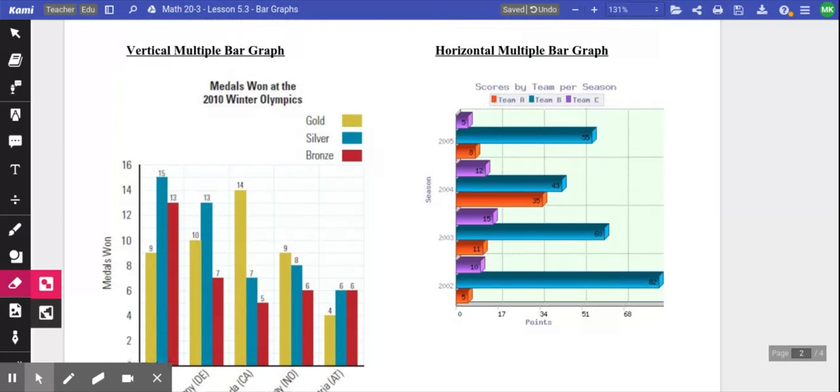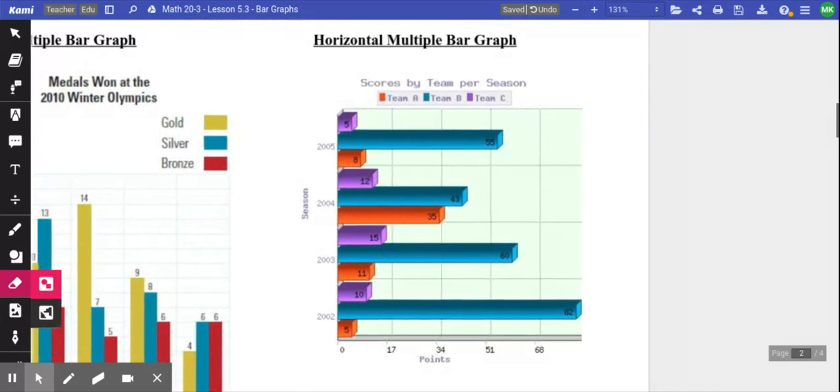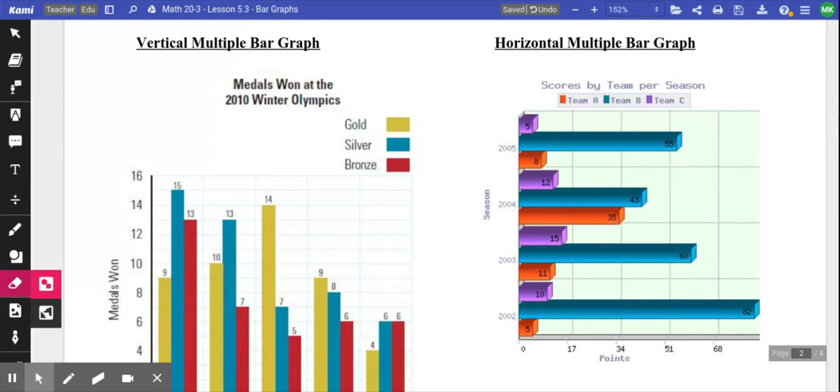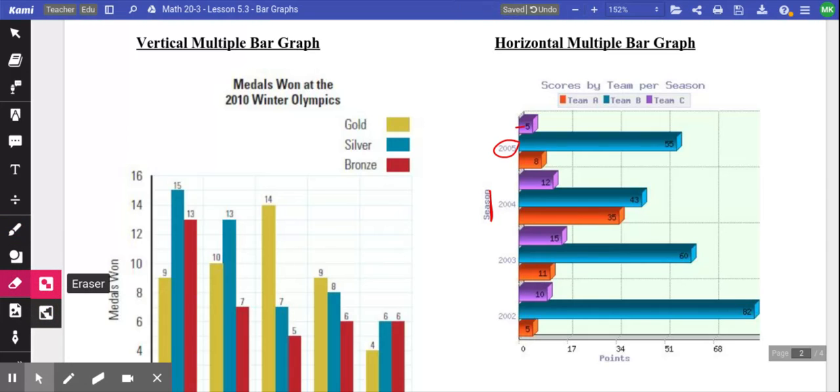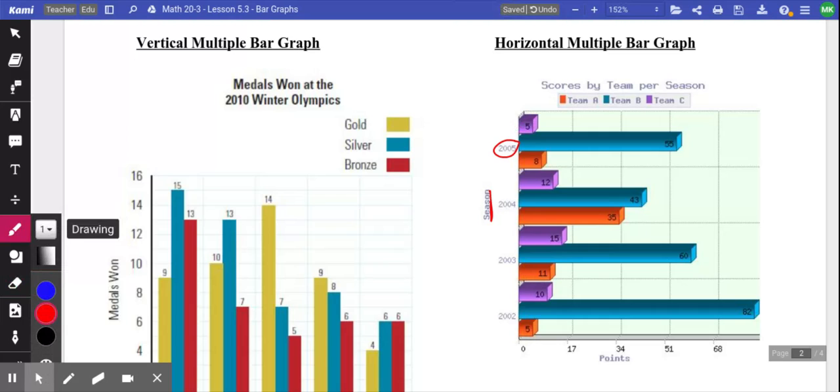It's just tilted. So if you look over here, scores by team per season. So we have different teams here. If you look here, in 2005, there's 3 different teams. There's team A, B, C. You'll see that there's 3 different teams for 2005.